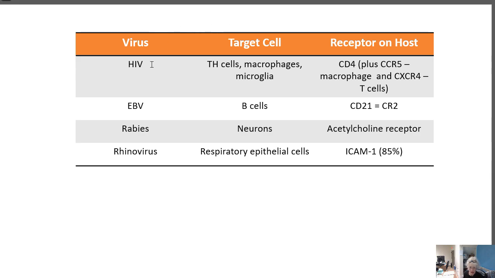So the virus HIV targets T helper cells, macrophages, and microglial cells in the brain. Receptor on the host is CD4 plus CCR5 on macrophages and CXCR4 on T cells. Epstein-Barr, its target is B cells, CD21 to CR2. Rabies targets neurons, the acetylcholine receptor. Rhinovirus, common cold, targets respiratory epithelial cells, and they use ICAM-1.